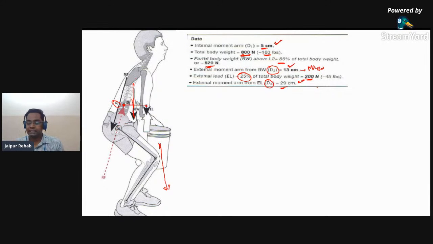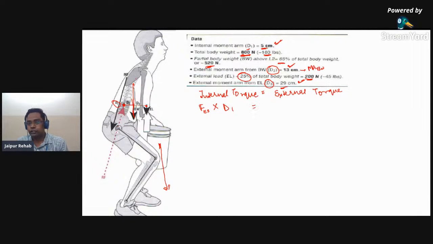Now if the person is static and held in this position, I'll always say that internal torque will be equal to the external torque, right? Everybody must be agreeing with me. Internal torque is because of the erector spinae, but we don't know the force of the erector spinae. So I'll write it: force erector spinae, multiplied by the internal moment arm, that was my d1, so I'll keep it d1 here.